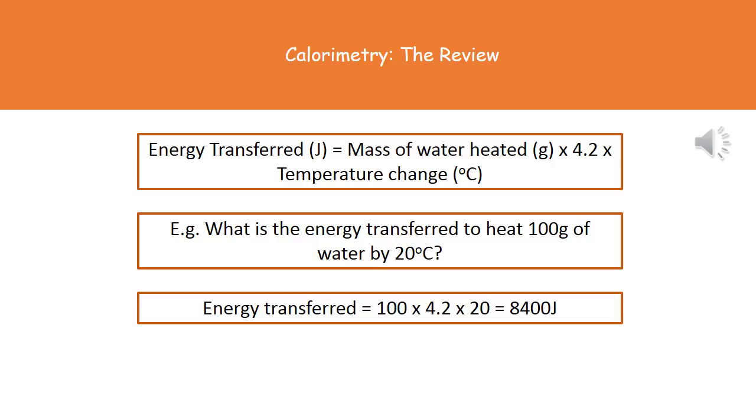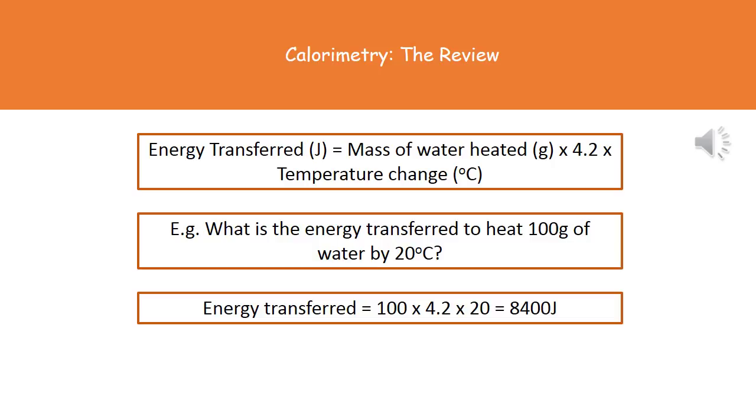So just to talk you through what we actually need to do, if you're asked to calculate how much energy is transferred in an experiment, then what we're going to do is the mass of our water being heated in grams times 4.2 times the temperature change. Now, the thing to remember here is that the temperature change is the difference between your starting temperature and the end temperature. Don't get caught out just by putting down the final temperature it reaches. Make sure that you work out the difference between your start temperature and your end temperature.